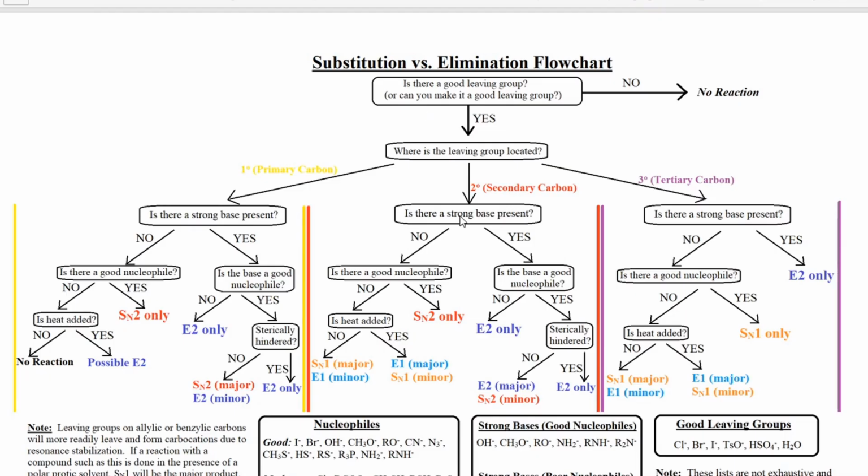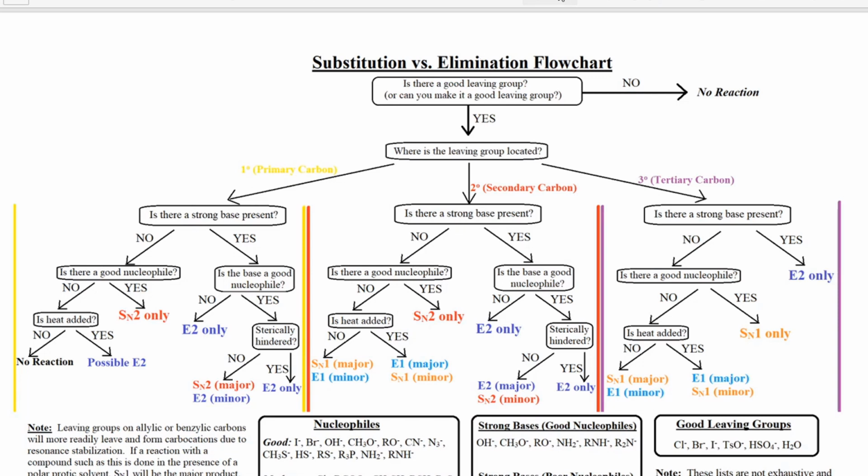Because with secondary, you can really get both. So the question is, is there a strong base present? That's the first question you should ask. And the answer here is no. It actually tells you in the problem, this is not a strong base, but it is a good nucleophile. So that answers these two questions. These should always be the first two questions you ask yourself. Is there a strong base present? And is there a good nucleophile? In this case, there's not a strong base, but there is a good nucleophile.